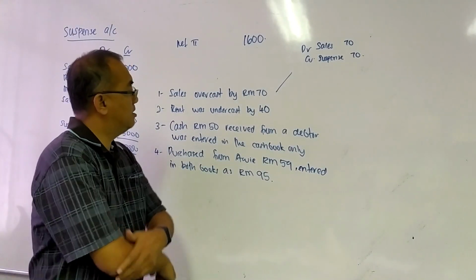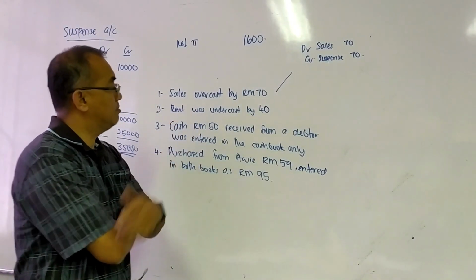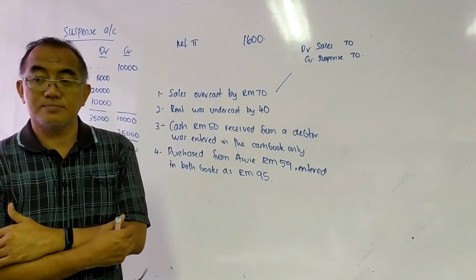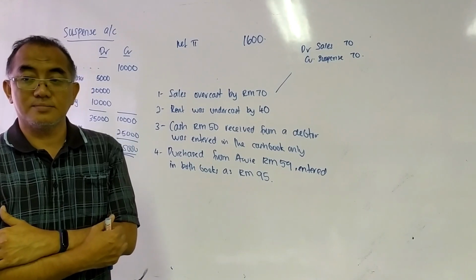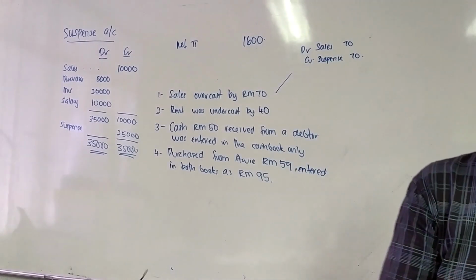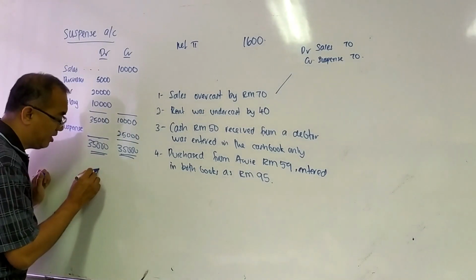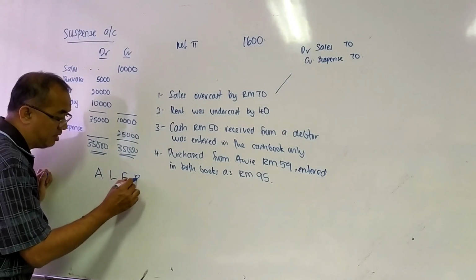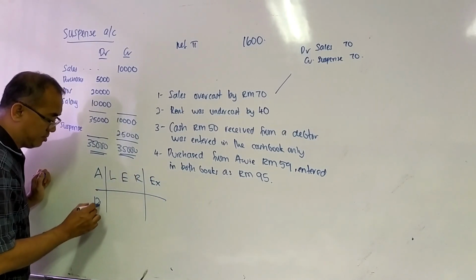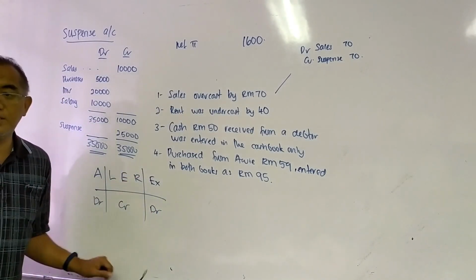Okay. What about rent? Rent is your expenses account. And expenses account is always debit side or credit side? Expenses always debit. Remember we have A-M-E-R expenses. So debit, also debit.